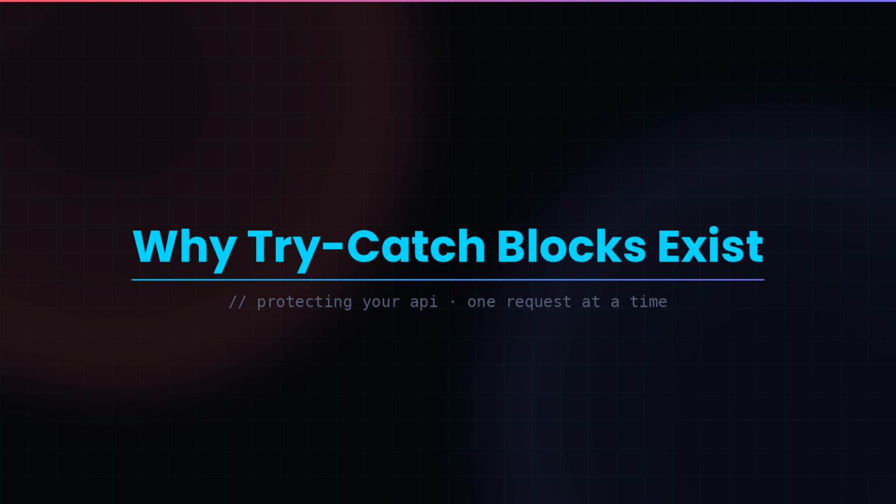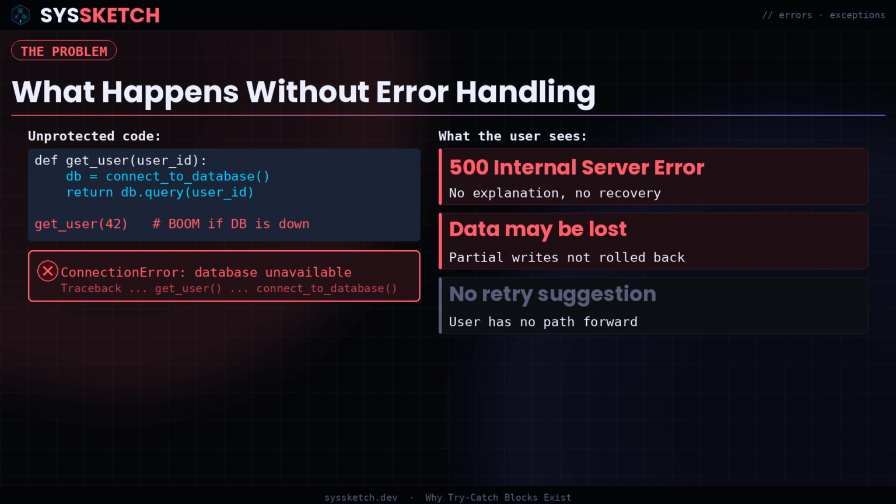In this video, we are going to build a complete mental model of how exceptions work, how they propagate, and how to handle them in a way that makes your system resilient rather than fragile. Let us start with the most direct question: what actually happens when you do not handle an error?